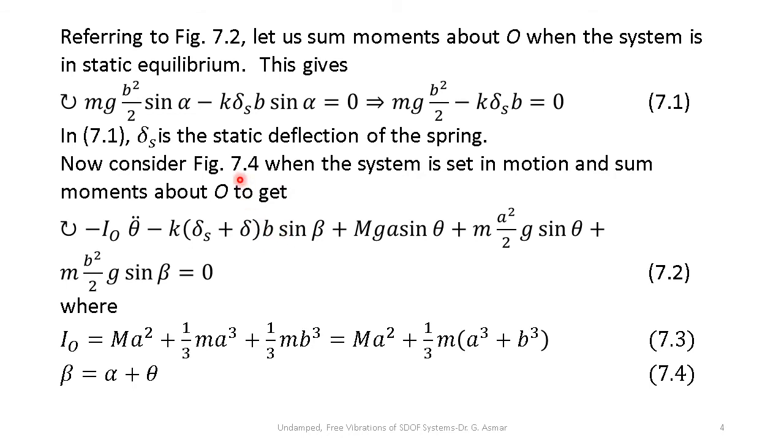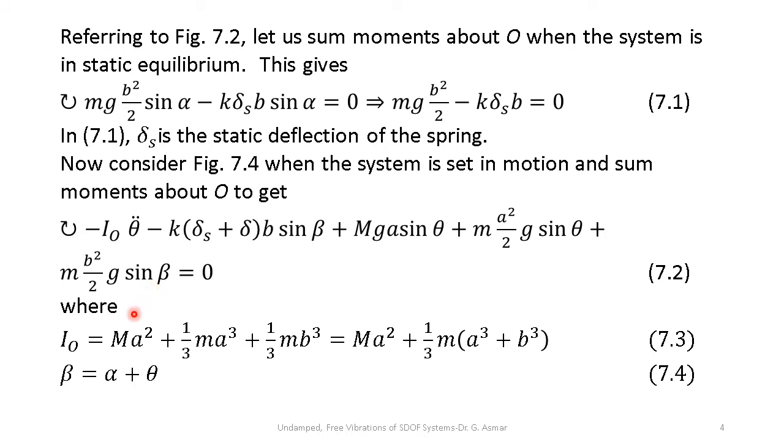This is shown in figure 7.4, and we get the following equation: minus I-O theta double dot minus K times delta S plus delta times b sine beta plus M g a sine theta plus m a squared over 2 g sine theta plus m b squared over 2 g sine beta equals 0. That's equation 7.2. And you notice in this equation that the moment due to the weight of member OB appears, but as you will see later on, this will be cancelled out.